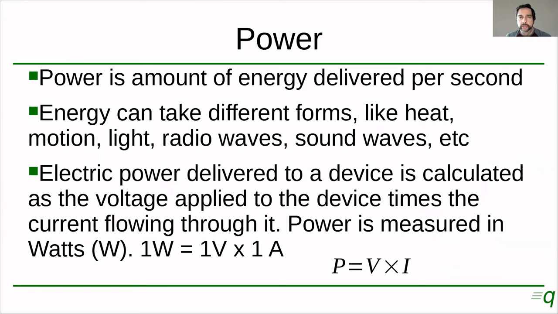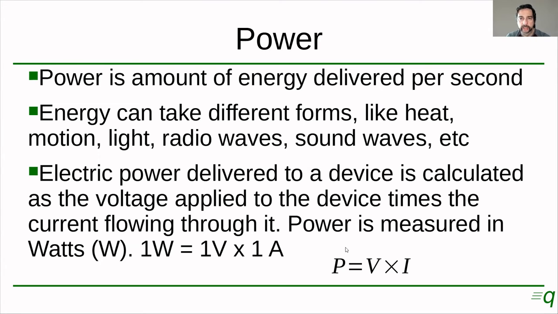So power, what is power? Power is the amount of energy delivered per second. I don't know if this definition is going to help or not, but from a physics point of view, this is the definition of power. Now, energy can take different forms like heat, motion, light, radio waves, sound waves, etc. Electric power delivered to a device is calculated as the voltage times the current flowing through it. So power is measured in watts, and 1 watt is 1 volt times 1 amp. So this is the formula for it.